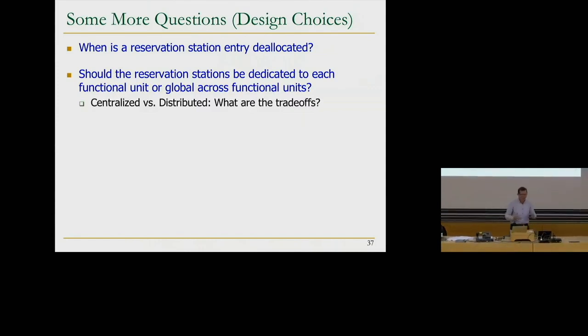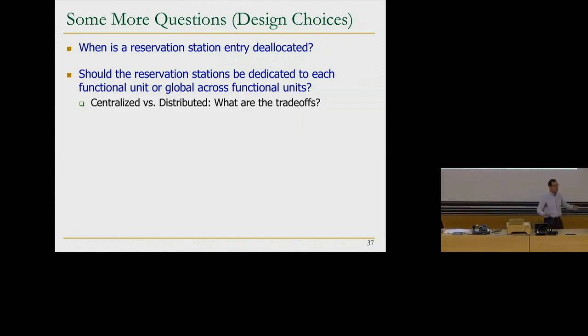Now, one trade-off is if it's centralized, it's going to be a bigger data structure, assuming you keep the same number of instructions. And now it's going to be bigger memory, so it may not be as easy to design. But if it's centralized, you may actually get better balance. For example, if you have a lot of adds, you're not limited by just 4 adds over here. Because it's centralized, you can accommodate more adds.